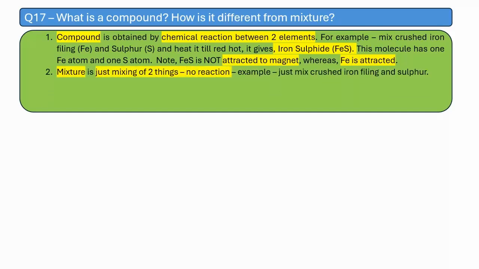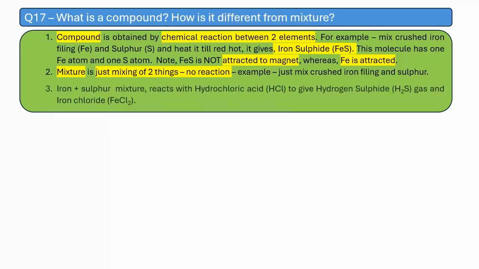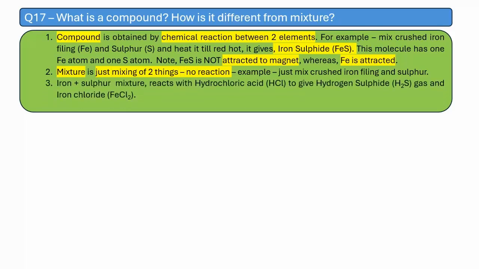A mixture is nothing but just mixing of two things. Okay, you just mix crushed iron and sulfur, and you don't do anything to it. They will just stay as a mixture. They will not react with each other. Okay. Now, if you take the iron and sulfur mixture and you put dilute hydrochloric acid, it gives out hydrogen sulfide gas and iron chloride, which are two different compounds.